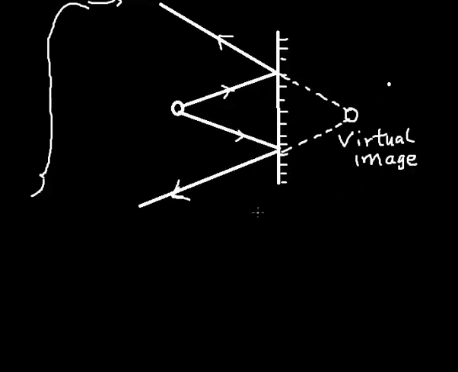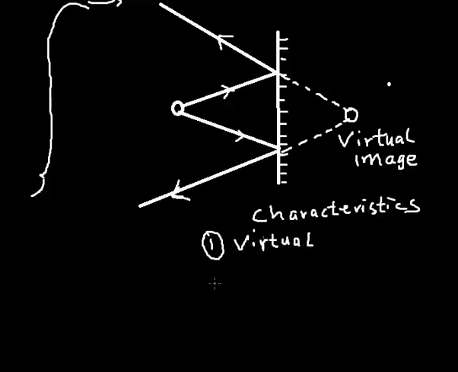So now let's look at the characteristics of the image formed by a plane mirror. One of the characteristics is what I've just mentioned, that it is virtual. The second characteristic of the image formed by a plane mirror is that it is laterally inverted. What I mean by lateral inversion is just horizontal flipping of an object.